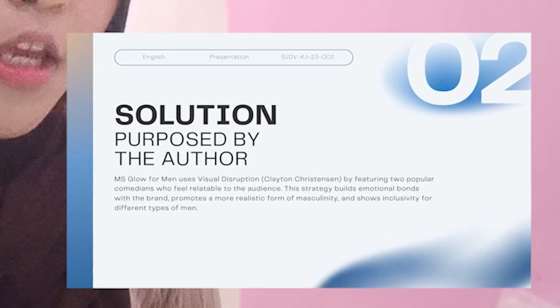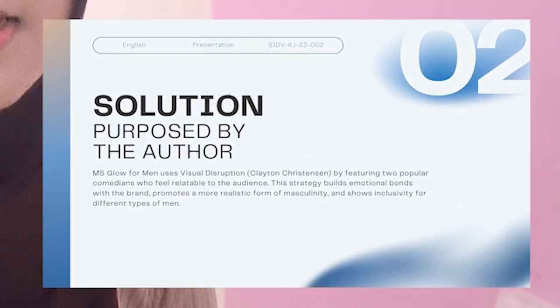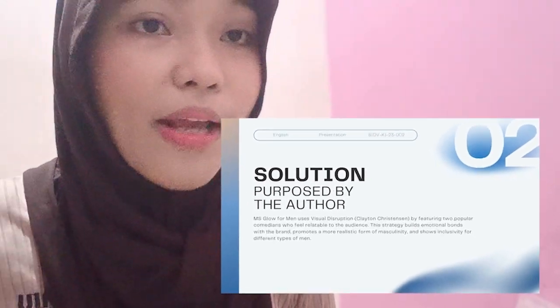So the next topic is about the solution proposed by the author. MS Glow for Men uses visual disruption, Clifford Christensen, by featuring two popular comedians who feel relatable to the audience. This strategy builds an emotional bond with the brand, promotes a more realistic form of masculinity, and shows inclusivity for different types of men. And then there's the process of research.